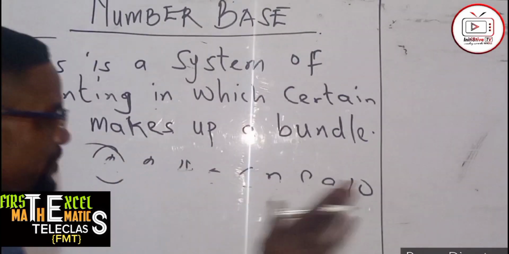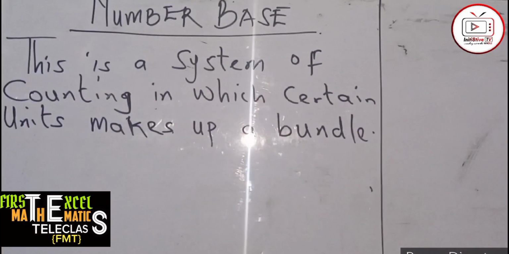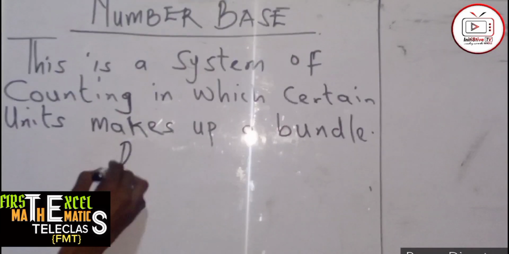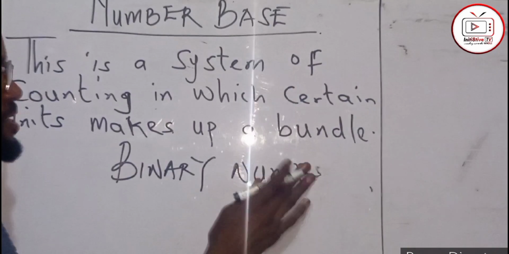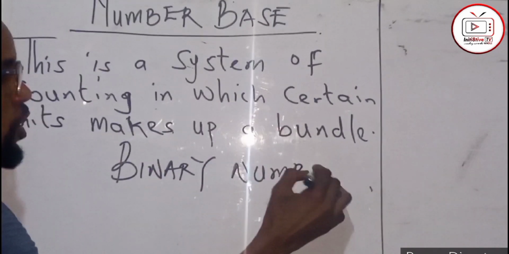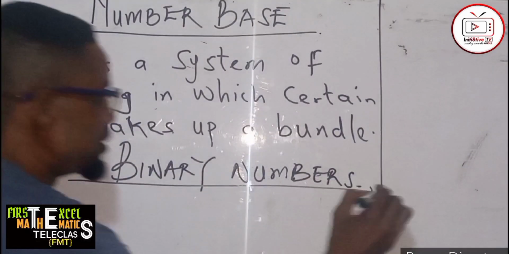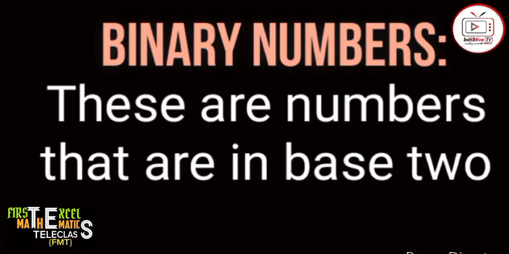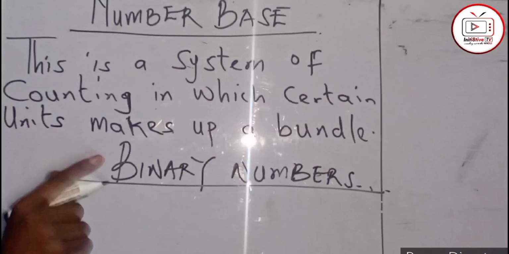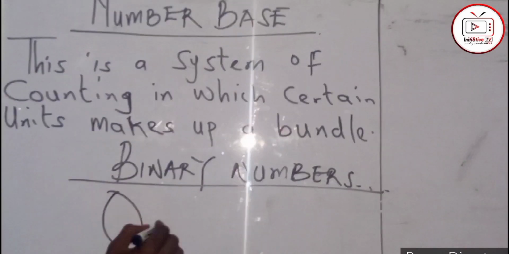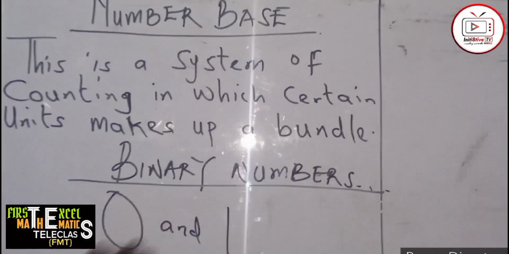And what are the numbers we're talking about in base 2? Numbers in base 2 are called binary numbers. What are binary numbers? Binary numbers are numbers that are in base 2. And what digits are used in binary numbers? The digits used in binary numbers are 0 and 1.